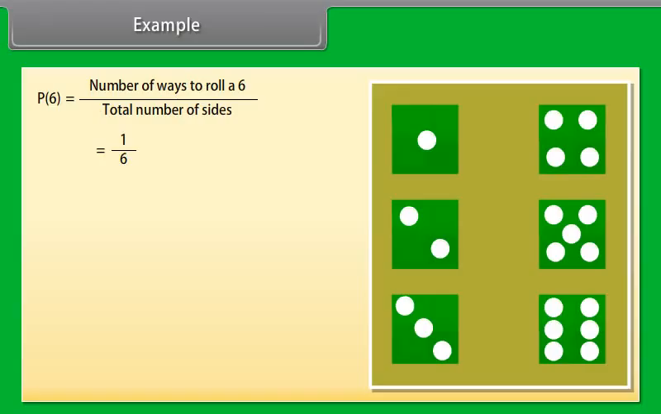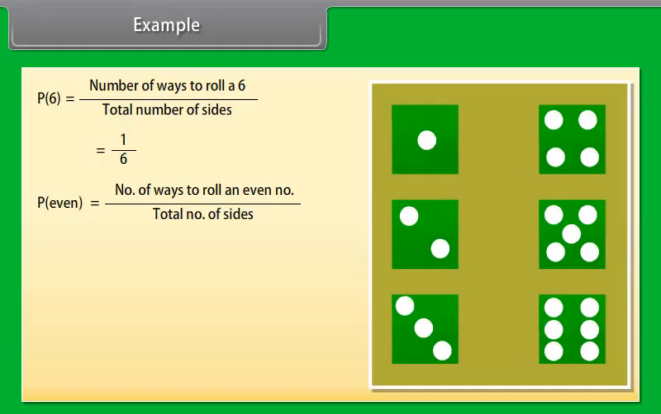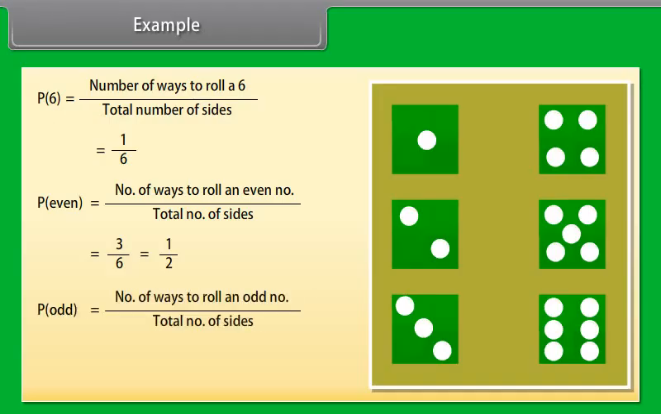In the same way, we will find the probabilities of 4, 5, and 6. Now we can see that the ways to roll an even number is 3. We can find the probability as P(even) is equal to number of ways to roll an even number upon total number of sides, which is equal to 3 upon 6, which is 1 upon 2. And ways to roll an odd number is 3, so the probability is P(odd) is equal to number of ways to roll an odd number upon total number of sides, which is equal to 3 upon 6, which is 1 upon 2.